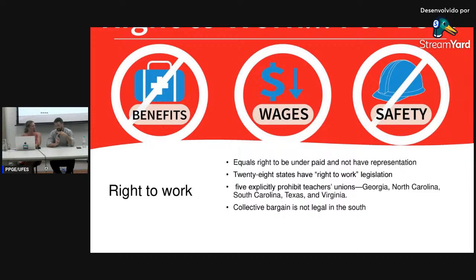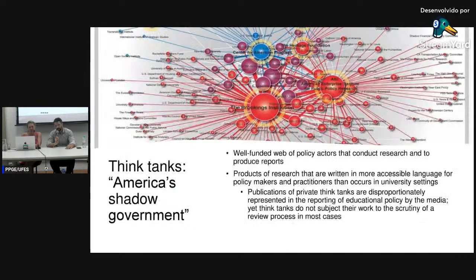Okay. All right. Think tanks. And I don't know if you all have think tanks. Do you have think tanks? Yeah, think tanks too. Okay, so these are well-funded policy actors that conduct research and produce reports. But unlike university scholars, they have a lot of resources to translate their research into products that are very easy for politicians and the media to speak about.